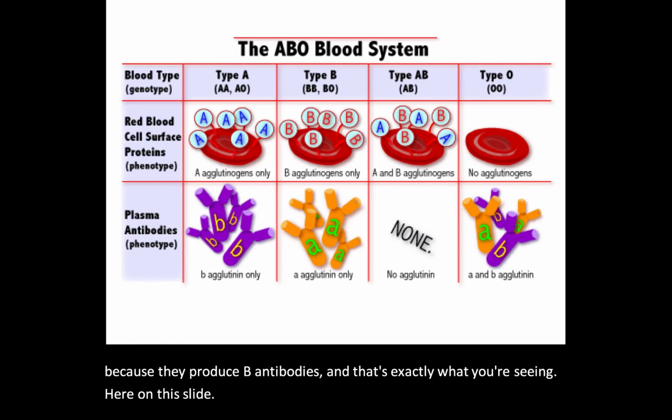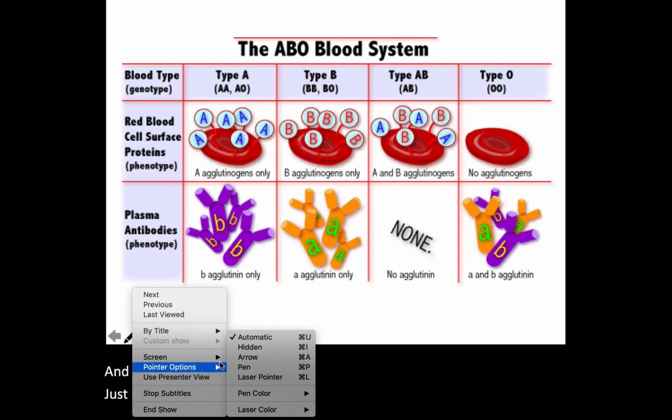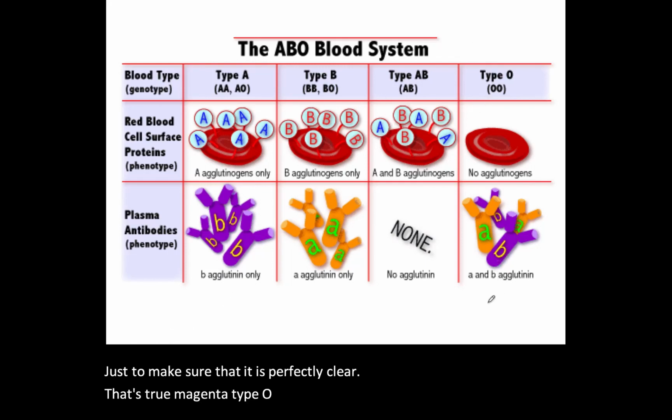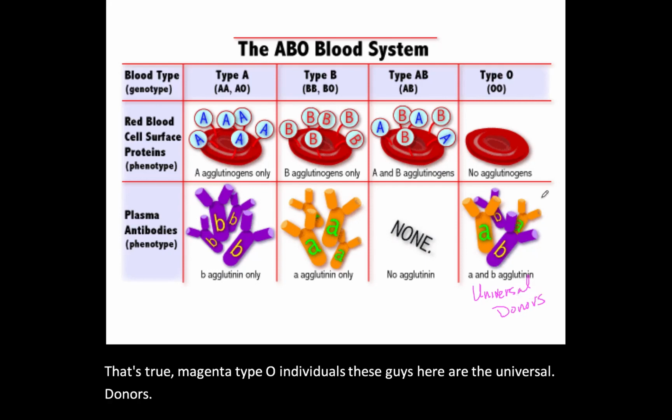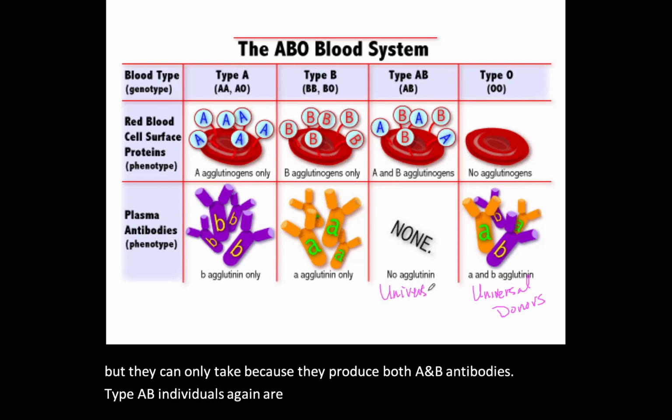And so, once again, just to make sure that it is perfectly clear, let's do magenta. All right, type O individuals. These guys here are the universal donors. All right, because they can give to anybody because they lack agglutinogens. All right, but they can only take O because they produce both A and B antibodies. All right. Type AB individuals, again, are the universal recipients.